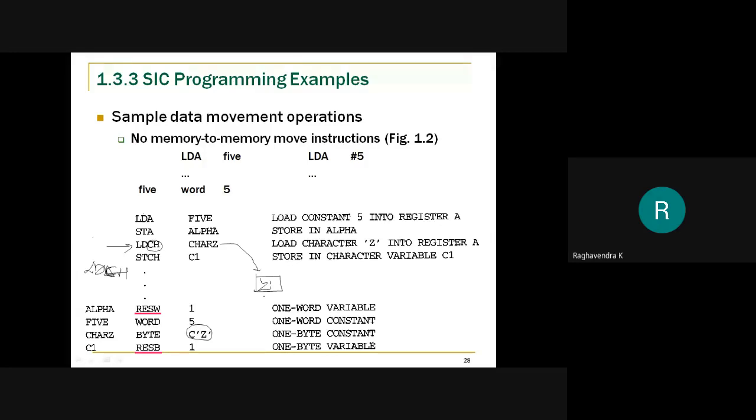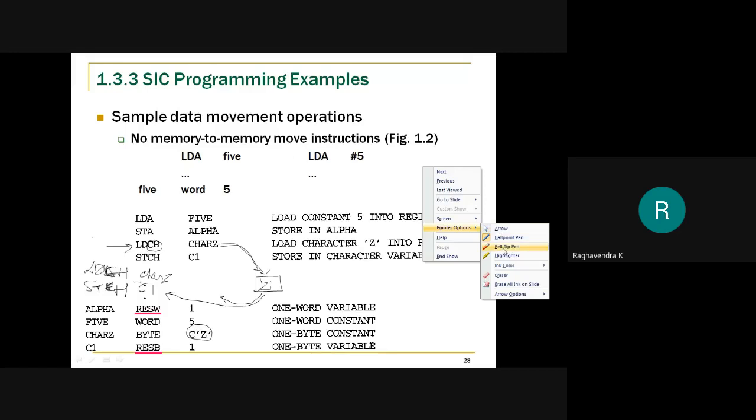So once that is done, I have to move it to location C1. So how do I do that? I am supposed to use STA, but since I'm moving a character, I can use a dedicated instruction called SDCH, and I can tell where it has to be moved, which is C1 in this case. So LDCH char Z brings the character into accumulator or register A, then SDCH C1 moves the content from accumulator to the memory. Right. So this is how simple data movement is done in SIC standard model.